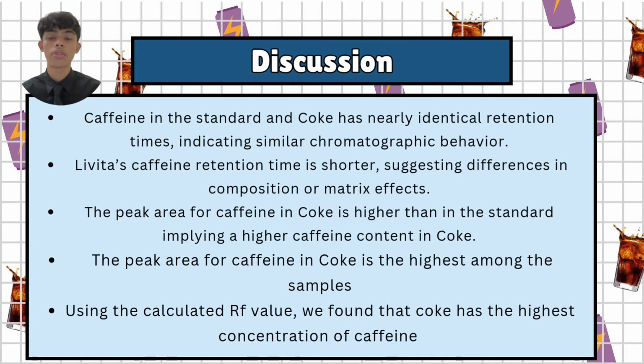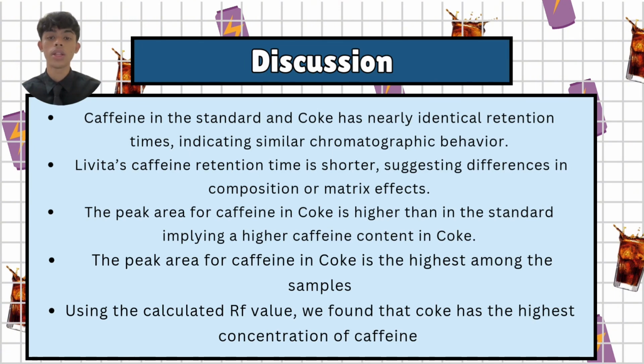The peak area of caffeine in Coke is much higher than in the standard, implying that Coke has much more concentration of caffeine than the standard. Unlike Coke, Levita had a significantly lower peak area than the other two components, meaning that it has either much less caffeine or interference from other compositions in the sample.